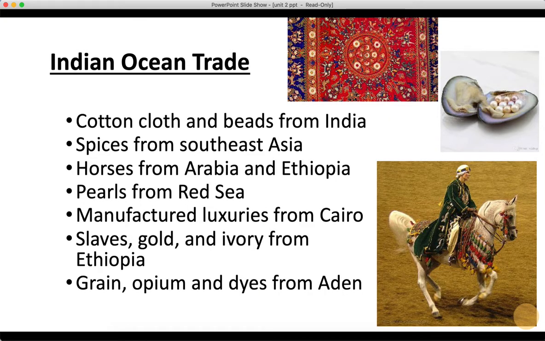In the Indian Ocean trade, we're going to see, this is just more goods, more detail about what's being traded. Cotton cloth and beads from India, remember, manufactured goods. Spices from Southeast Asia, think cinnamon, vanilla, pepper. Horses from Arabia and Ethiopia. Pearls from the Red Sea and the Persian Gulf. Manufactured luxuries from Cairo, that's in Egypt, think like velvet, rugs. Slaves, gold and ivory from Ethiopia. Grain, opium, and dye, so colors, from Aden.